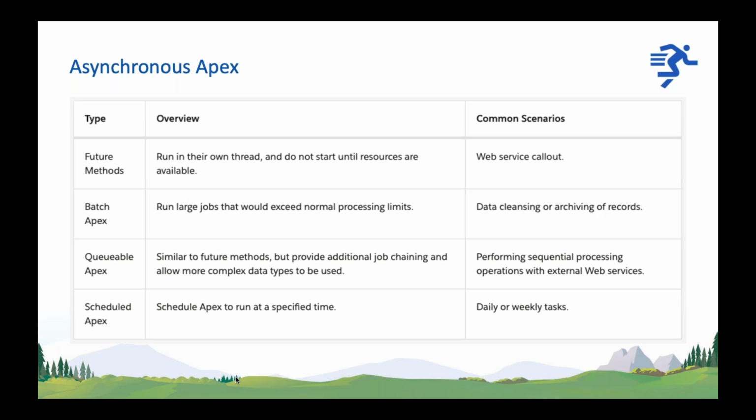A future method is a method we can create and annotate as future. It will run separately from the transaction, in another thread, and does not start until resources are available. Common scenarios include web service callouts. I'll tell you, I thought to discuss this web service example. Why do we use the future method?